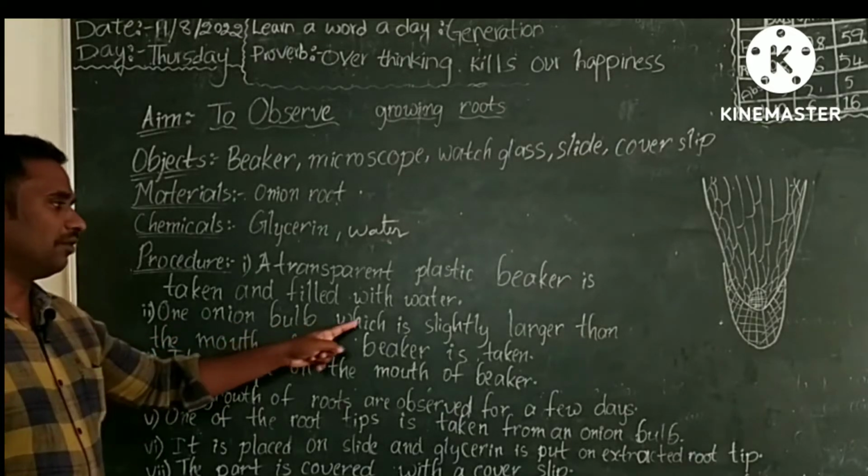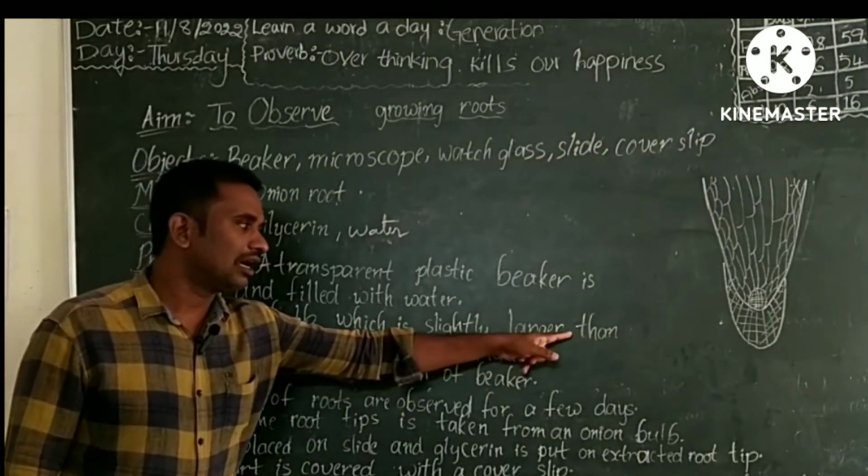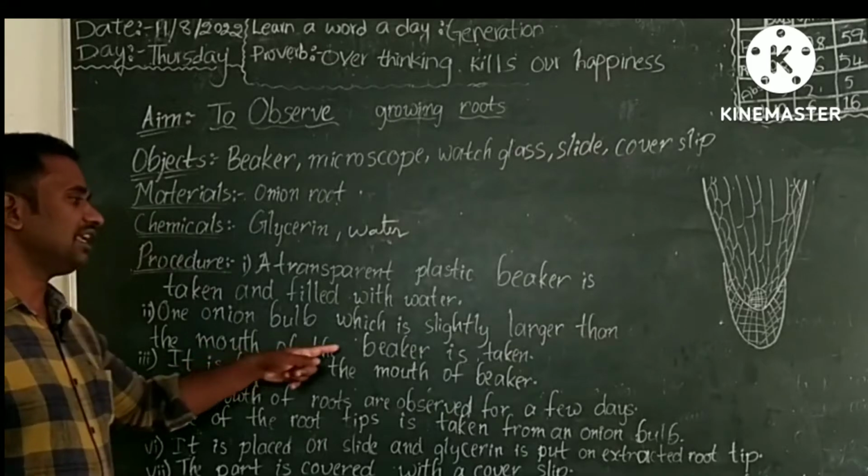One onion bulb which is slightly larger than the mouth of the beaker is taken.